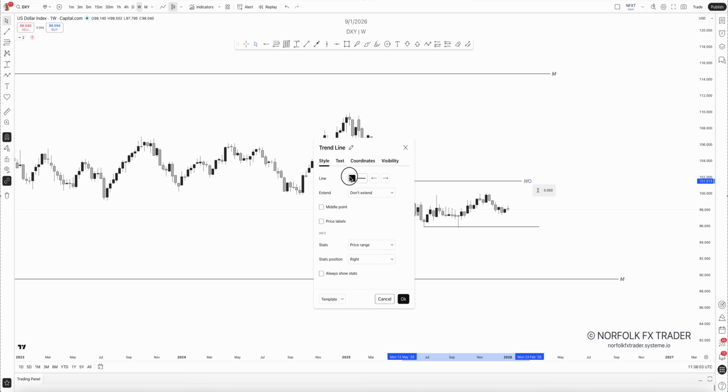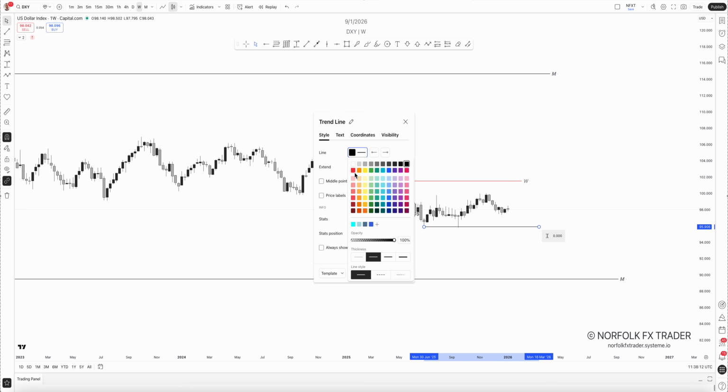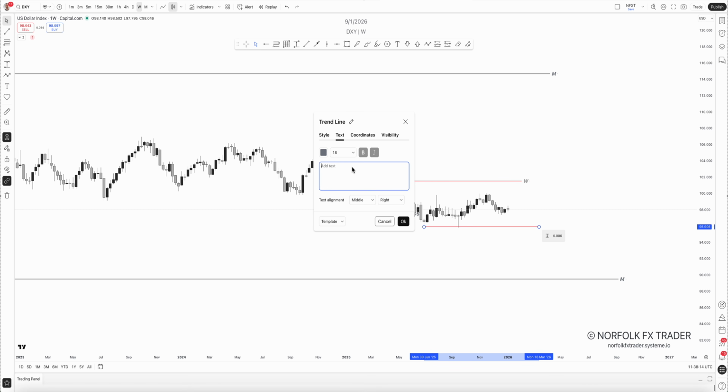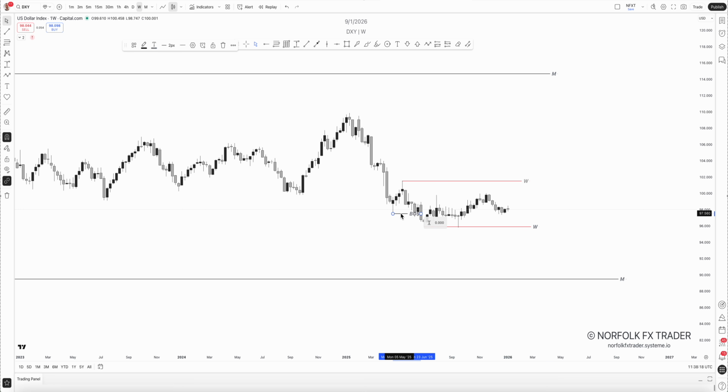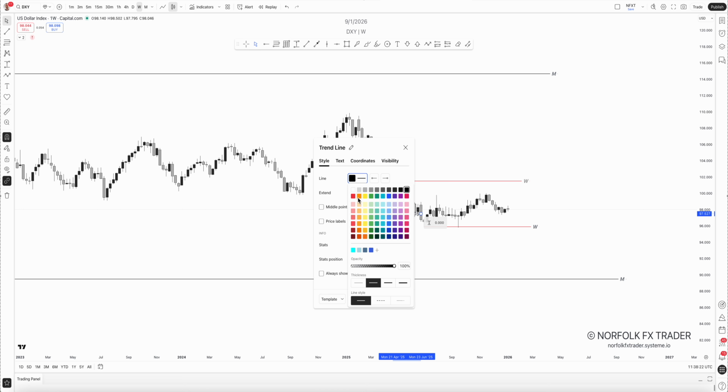And style, and we'll change it to a red line, just so we can see the difference. And we'll change this one as well, just so you can see exactly what we're looking at. And we'll put a weekly just on there as well. And we'll change the break structure to a red line. So just so you can focus on the difference here of everything.